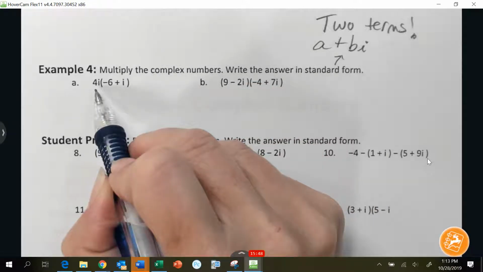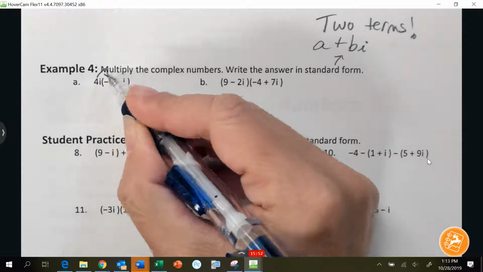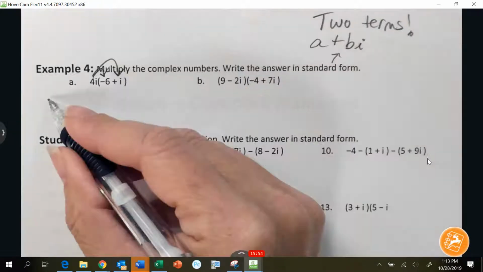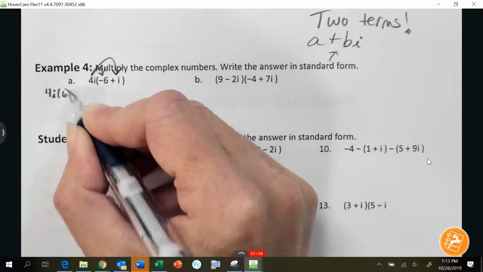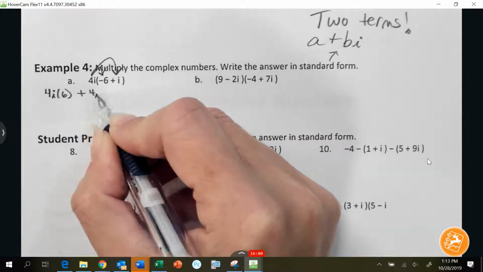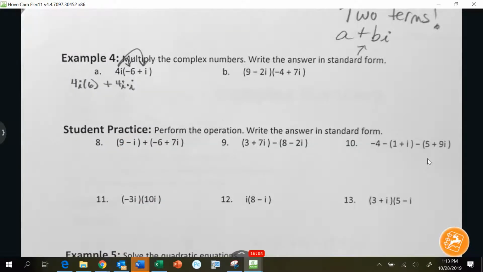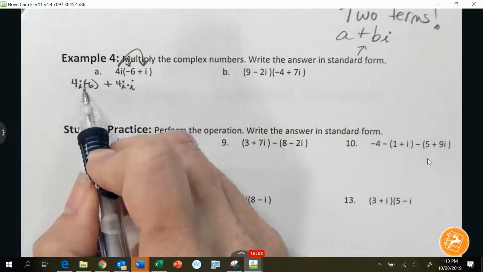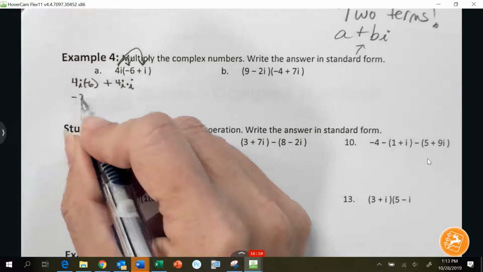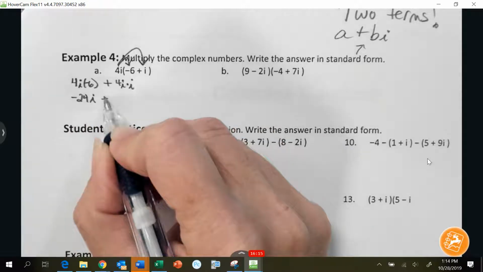How do I multiply when I have a number in front of a binomial? You distribute. So I'm going to have 4i times 6 plus 4i times i. Oh, it is negative. Thank you. So what is 4i times negative 6? Negative 24i.